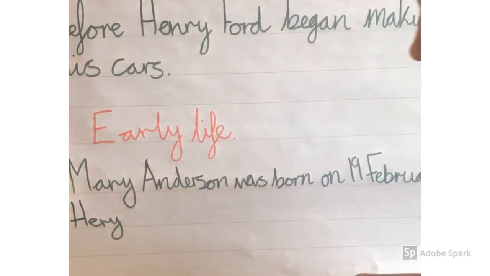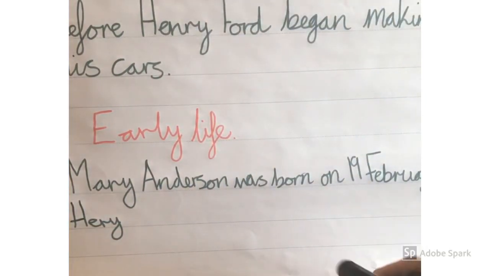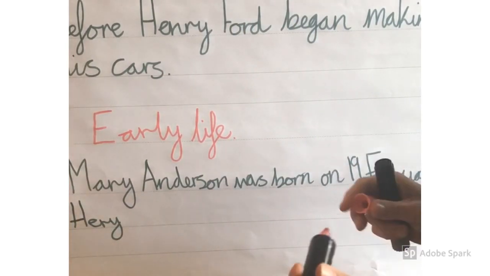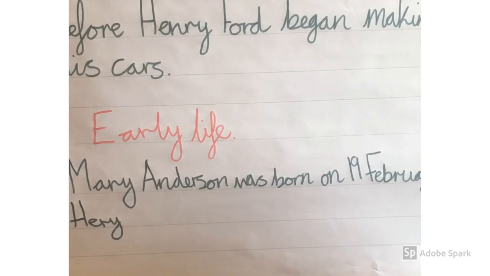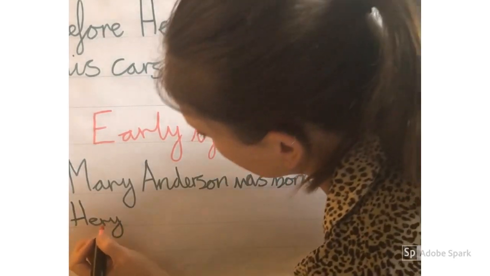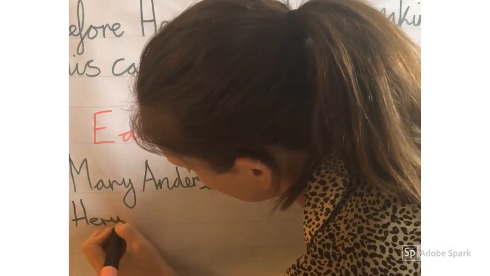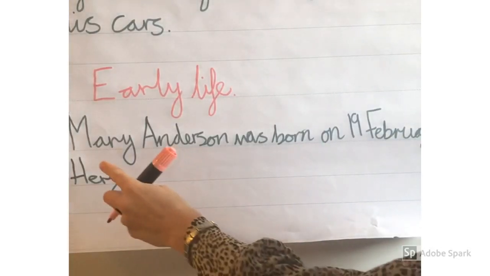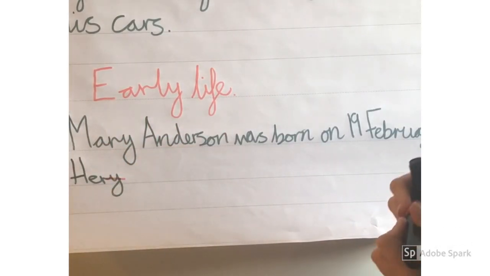Now I've made a spelling mistake, so what I'm going to do, if you've got a purple pencil or something to correct yourself, is put a neat line through. I've written her with a Y at the end by mistake, so I've put a neat line through so that I can correct it.